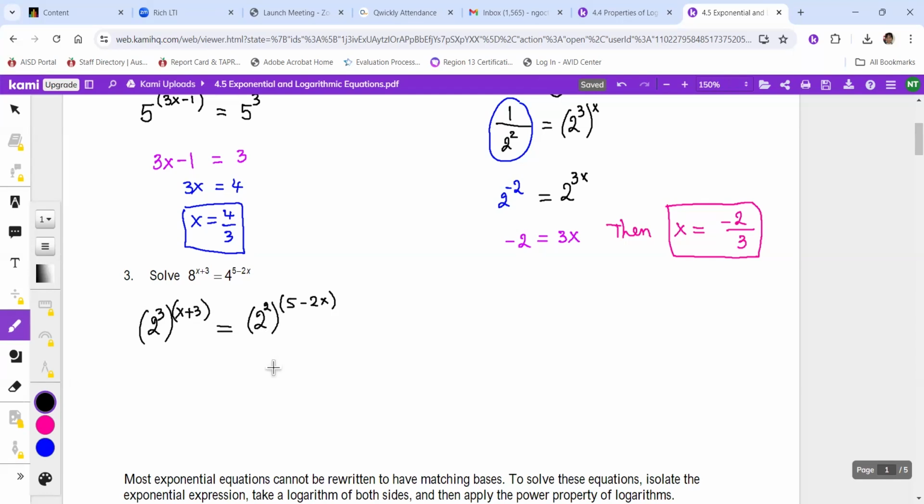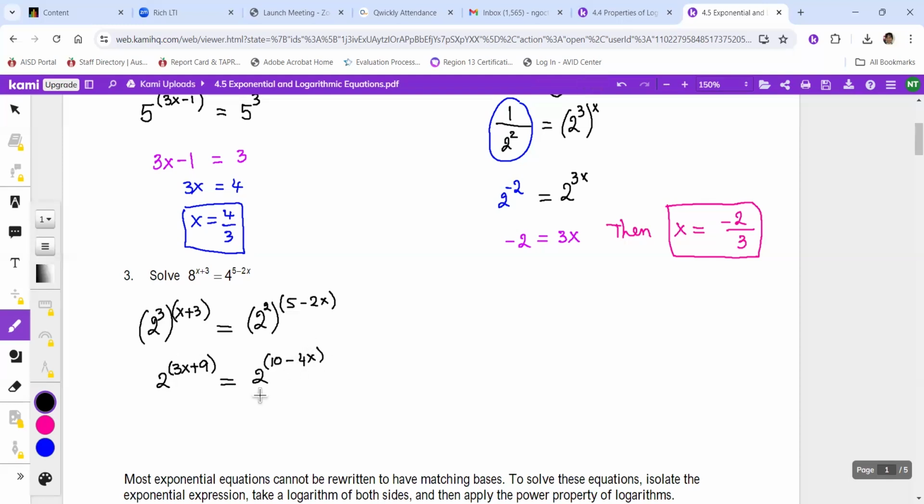Now we can see that they both have the same base. Of course, we can rewrite and make them look nicer before. So go ahead and multiply 3 with x plus 3, so that the exponent now will be 3x plus 9 on the left side. On the right side will be 10x minus 4x for the exponent, 10 minus 4x.